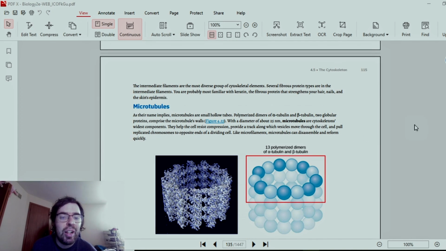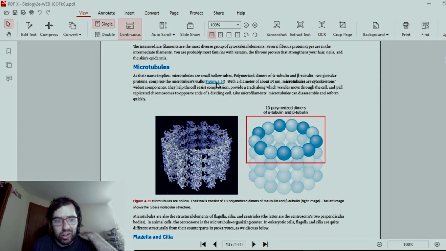The intermediate filaments are the most diverse group of cytoskeletal elements. Several fibrous protein types are in the intermediate filament. You are probably most familiar with keratin, the fibrous protein that strengthens your hair, nails, and skin's epidermis. Epi means outside, so that'd be like the skin that you see and touch.